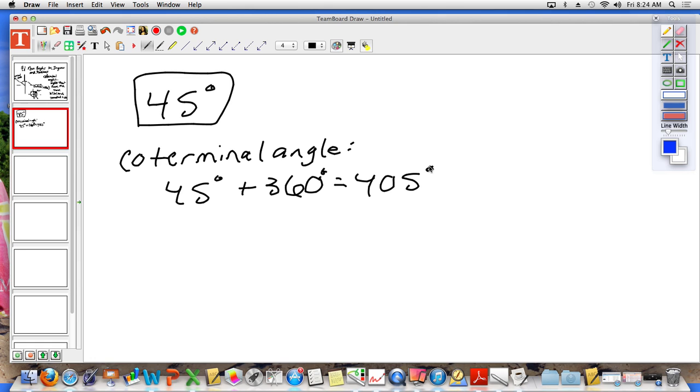All right, what else could I do to the 45 degrees? Subtract 360 degrees. So can someone do that? What is 45 minus 360? Negative 315 degrees. When you get a negative number, what does that mean to you? You went clockwise. Very nice.